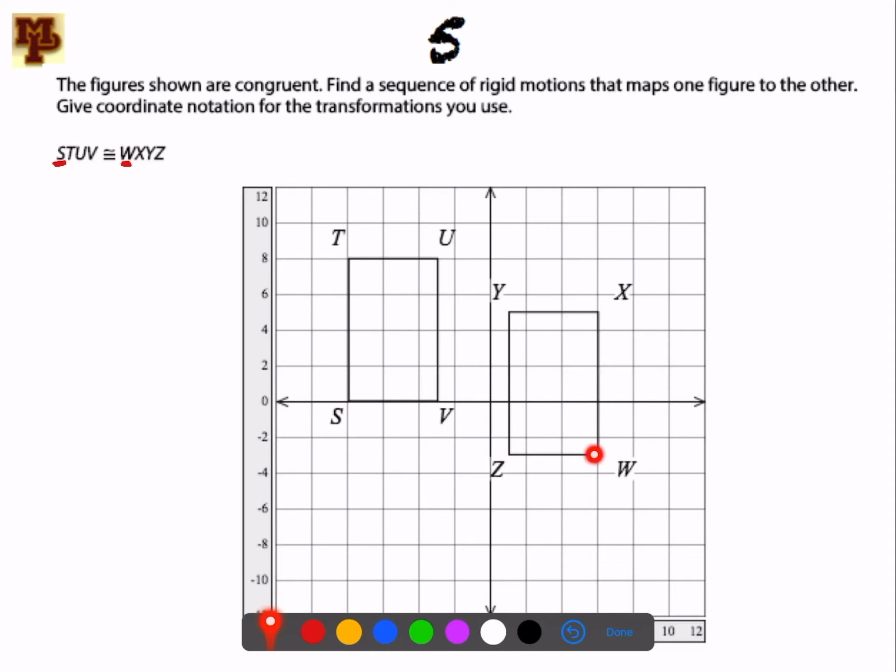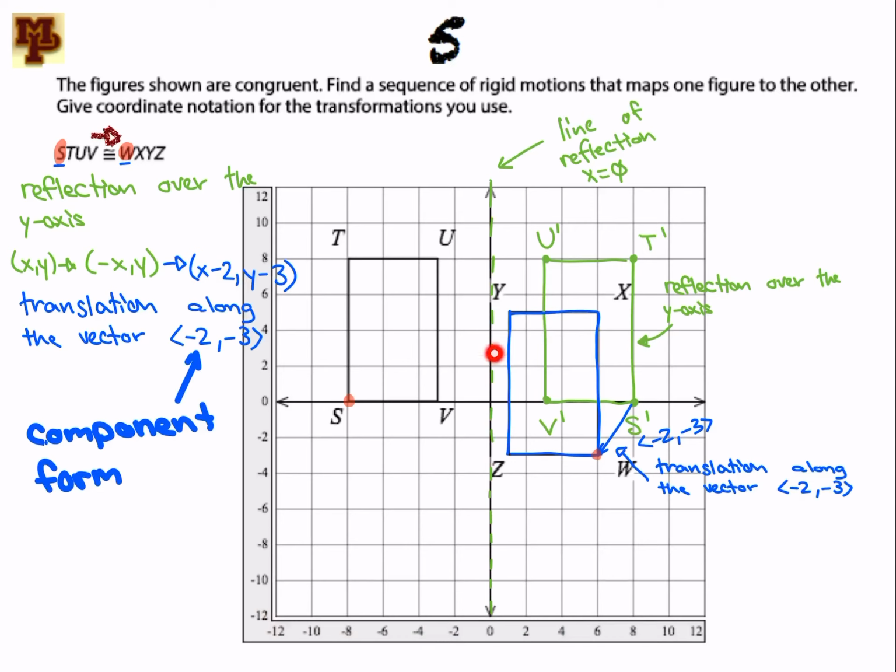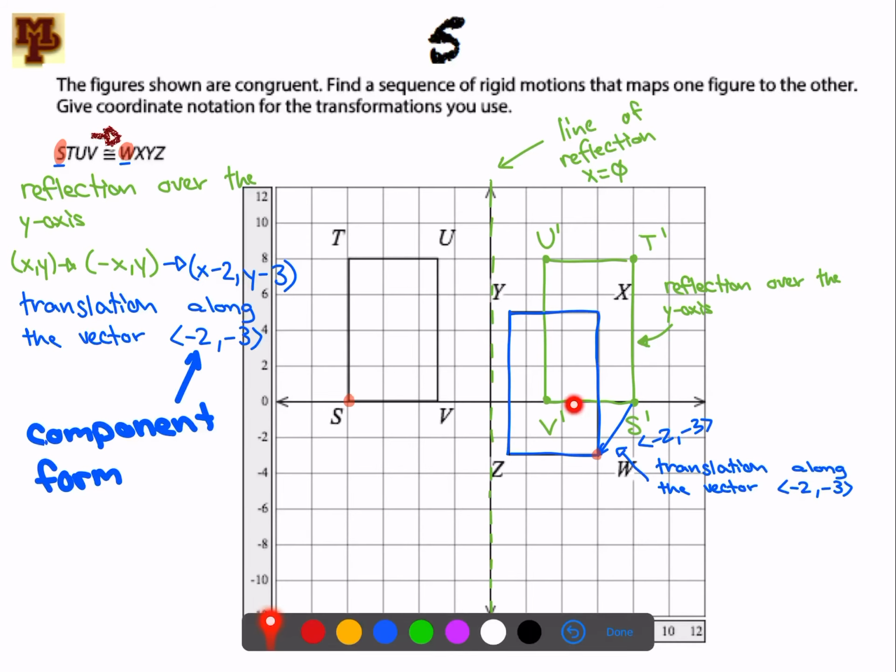So we're going to go ahead and do a reflection. I did a reflection over the y-axis here, over the line x equals 0. And that gives me my green figure. My green figure here. U prime, T prime, S prime, V prime. From here, now S will be mapped with W. So S will go right on top of W now. So they are now orientated the same direction. So I can just translate along the vector -2, -3, which will map S prime right on top of W.